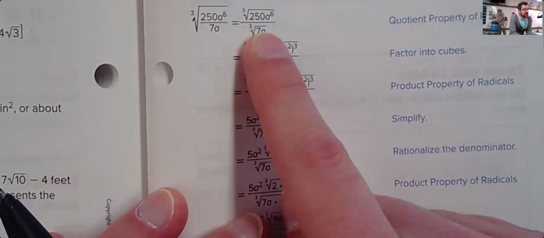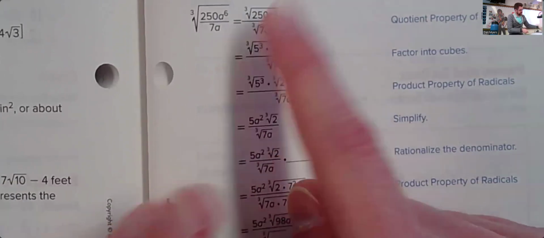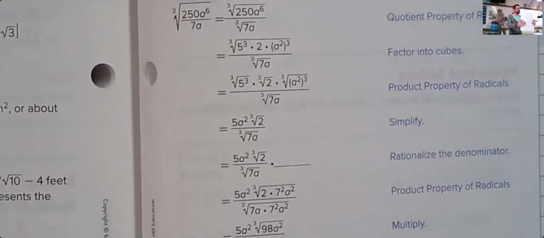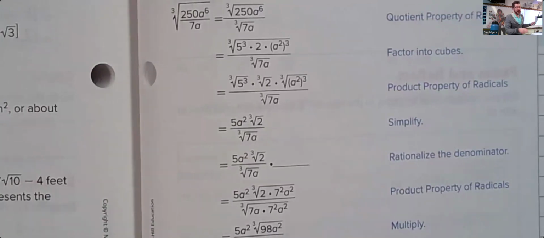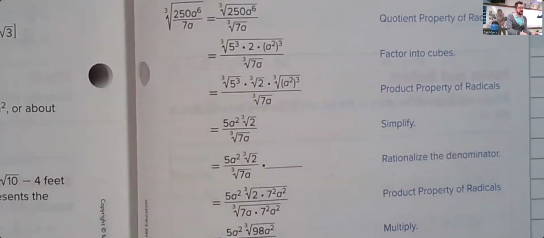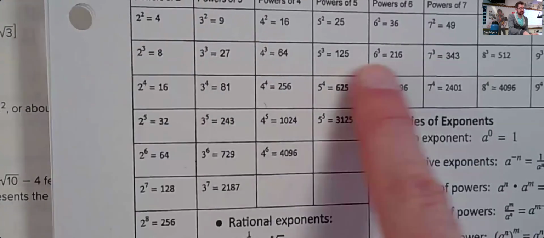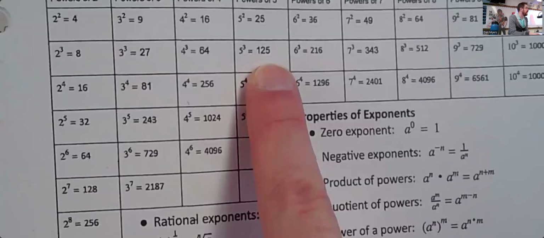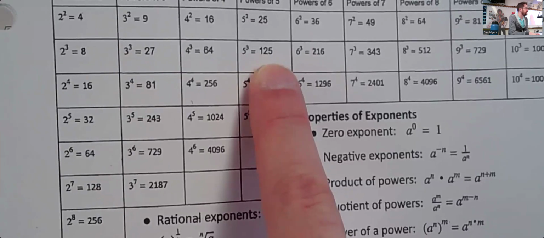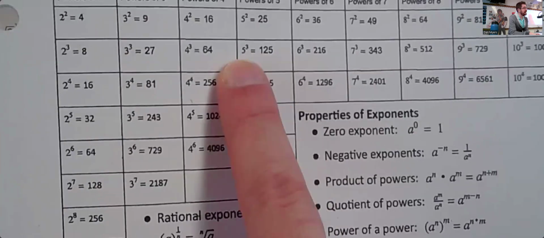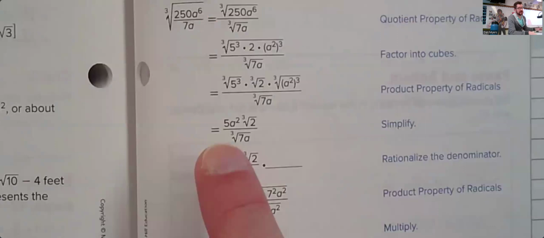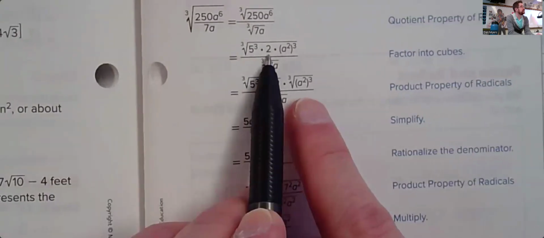There is a perfect cube factor of 250, and if you take your chart that I gave you today, we're looking at perfect cubes here. So that would be the second row. The number of these perfect cubes that is divisible by 250 is 125. 250 divided by 125 is 2. The cube root of 125 is 5, or 5 cubed. And so that's why it says 5 cubed times 2.